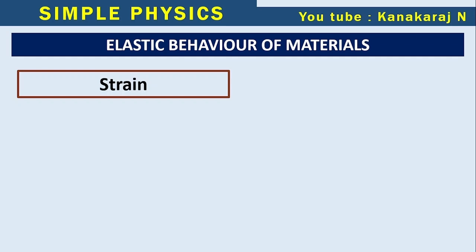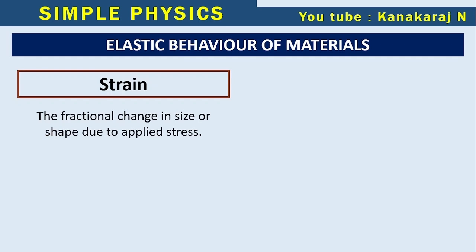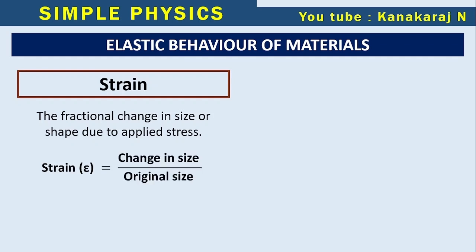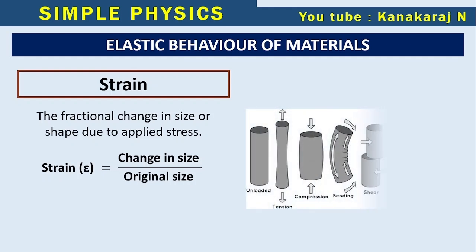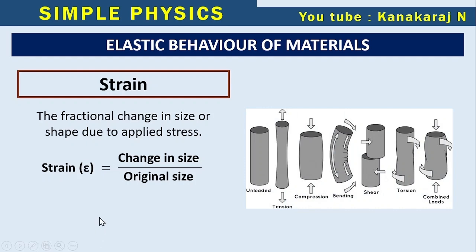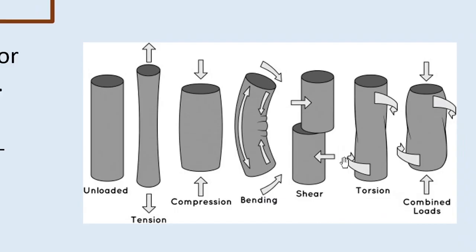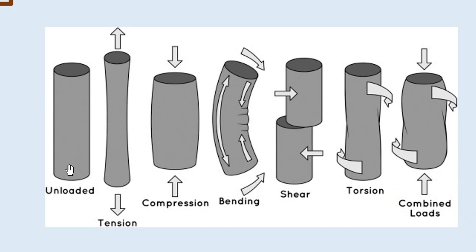Strain. The fractional change in size or shape due to applied stress is called strain. Mathematically, strain epsilon equals change in size upon original size. Here you have different strains. The unloaded rod is there. When you pull, the length increases, the area decreases. When you push, the length decreases, the area increases. That comes under compression. And in bending, the tension and the compression happen at the same time.